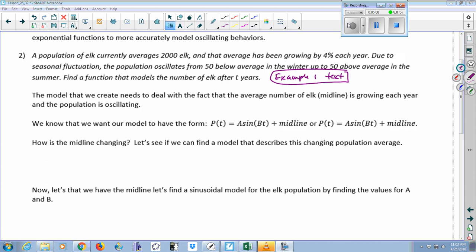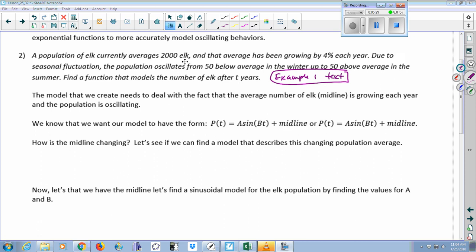So something is changing here. What's changing? What's really different about this one? The midline, yes, is definitely changing. And how is the midline changing? The midline is the average number of elk, right? If we say time t equals 0 right here is 2000, what's happening to that midline? It's going up by 4% each year.